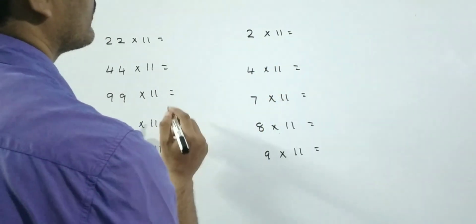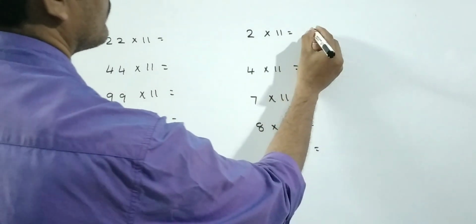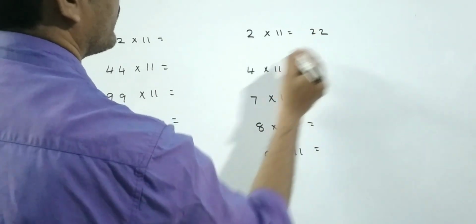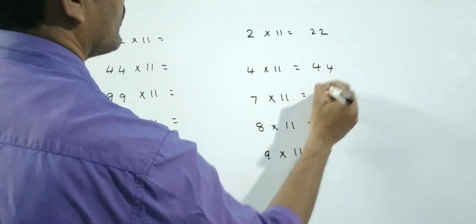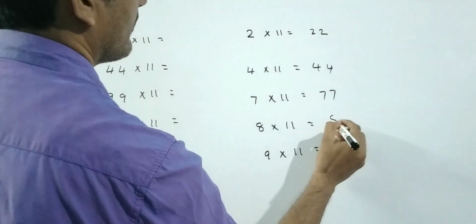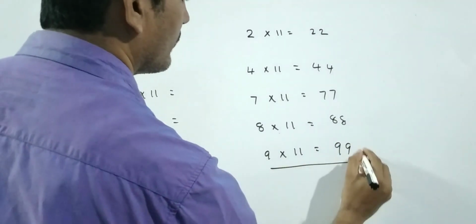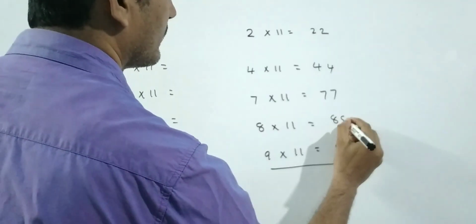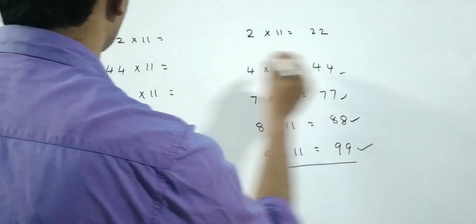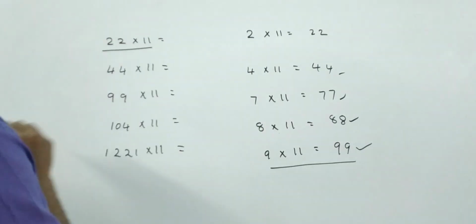See friends, 11 2s are how much? 22. We know it. 11 4s are 44. 11 7s are 77. 11 8s are 88. 11 9s are 99. These are all we know. Easily we can do it. How can we do this?